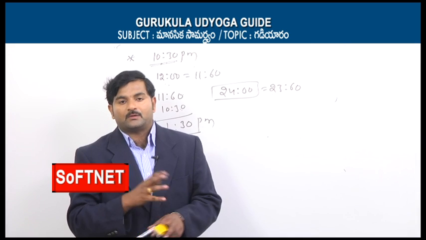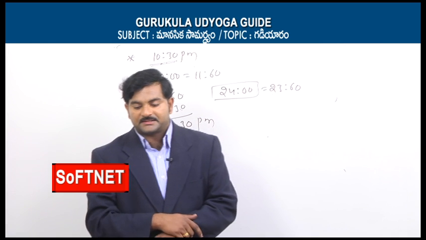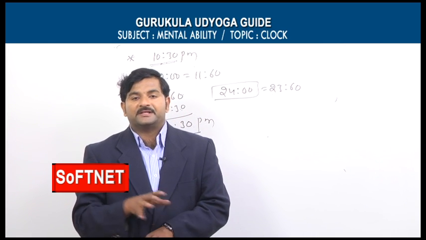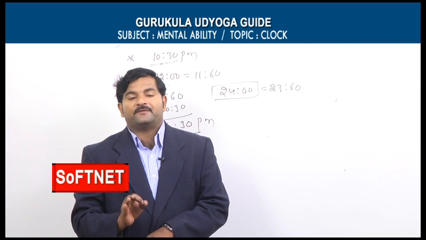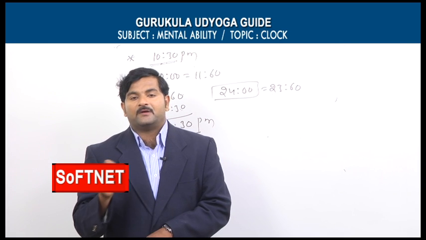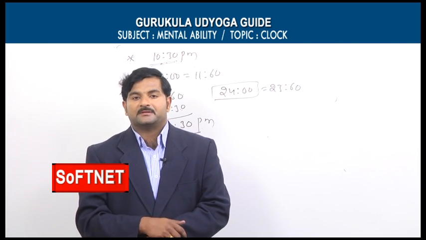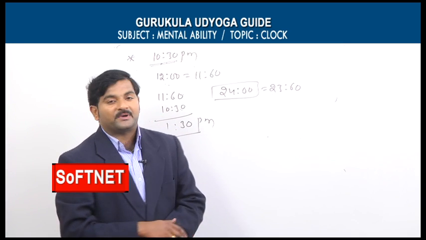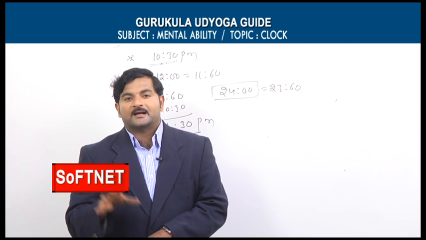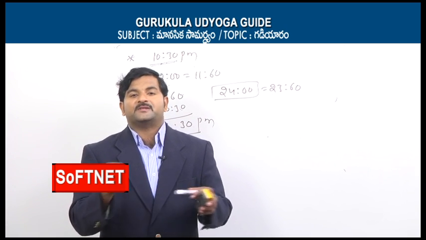To all of them, I need to say only one word, because it is not GS. If it is GS part, you need to refer a standard material, because if you refer standard material, we have accurate data. The data is useful to write the examination. But when it comes to mental ability part, the name itself is saying mental ability. So to get the command over this mental ability, you need to refer various books.